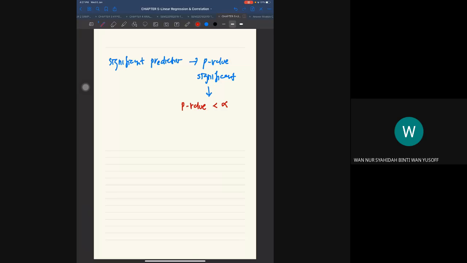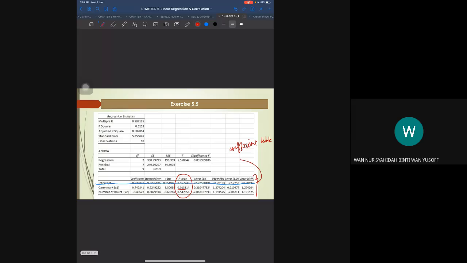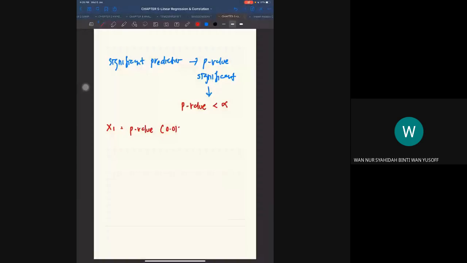One by one for each variable that we have. So x1 first. State the p-value that we have: 0.0131. We can use only 4 decimal places. Then compare with the alpha 0.05. Significant or not? Significant, because the p-value here is less than alpha. Then it is significant.